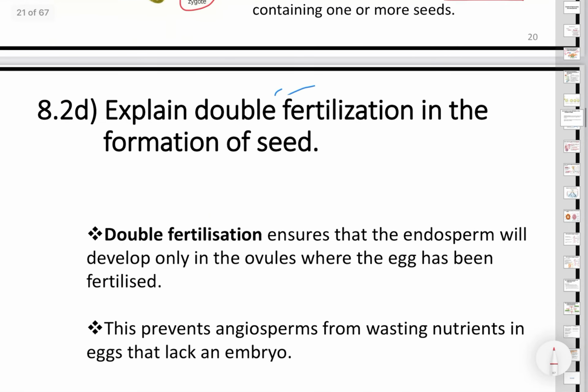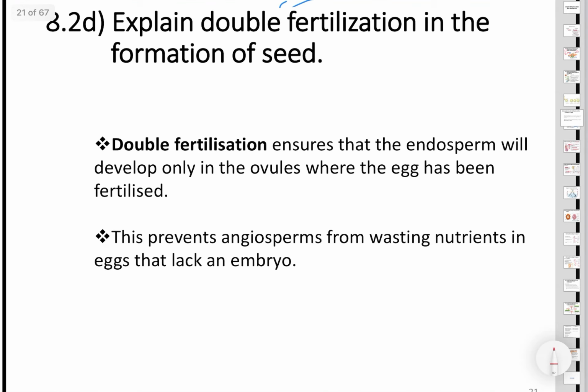So the importance of the process of double fertilization is to ensure that our endosperm only develop inside the ovule yang hanya ada zygote sahaja. So double fertilization memastikan endosperm ini only develop in ovule with zygote. Okay, dia hanya akan terbentuk dekat dalam ovule yang hanya ada zygote sahaja. Itu kepentingan proses double fertilization.